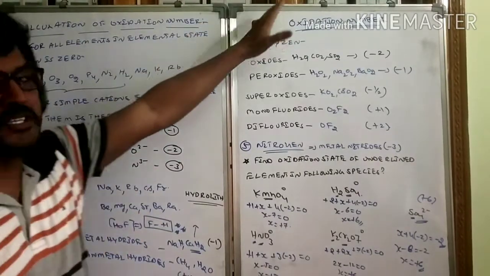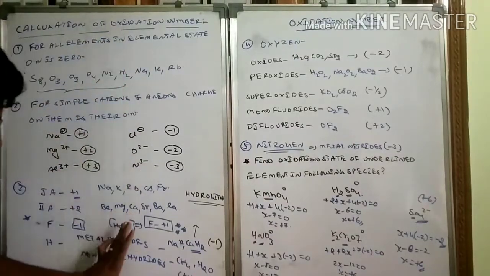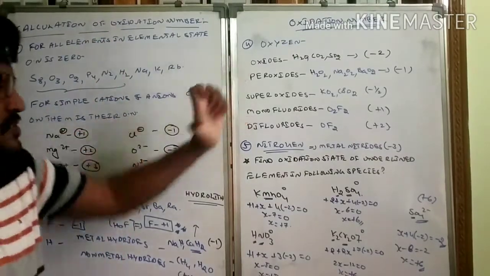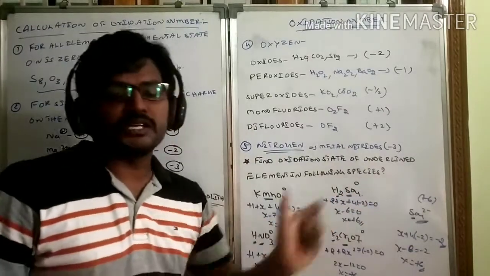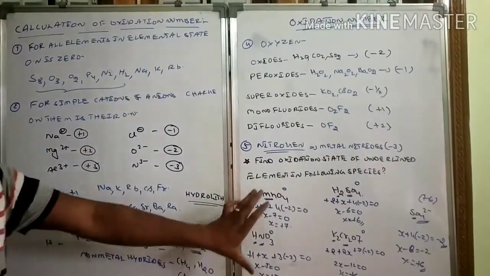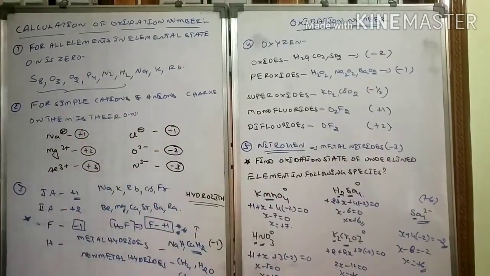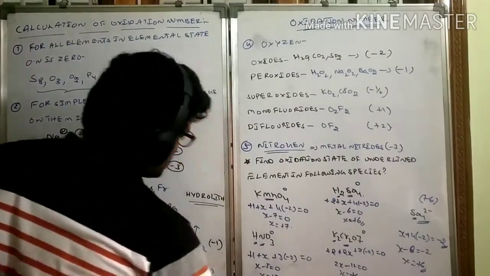So what is oxidation number? What are the properties of oxidation number? What are the basic rules to calculate the oxidation number? What is the procedure to calculate the oxidation number? Hope you understood this thing. Let's take down this up to here. Hope you have taken down this thing already. So I am rubbing this one.